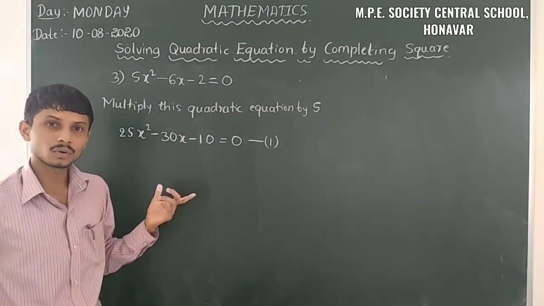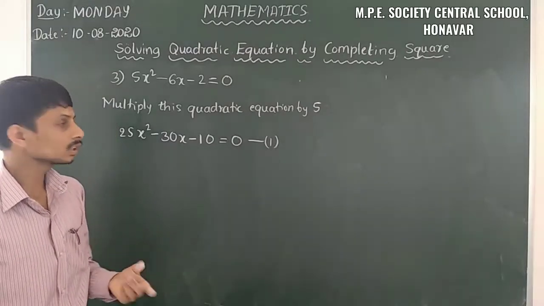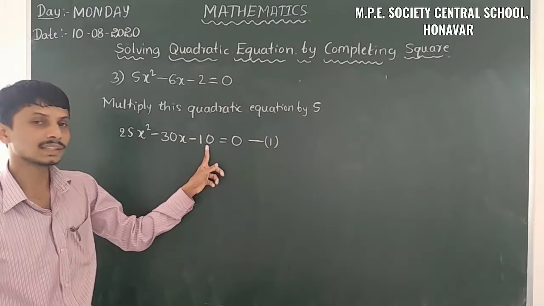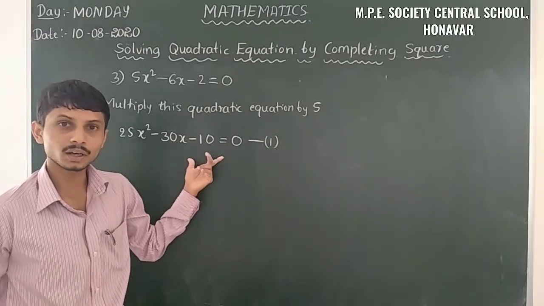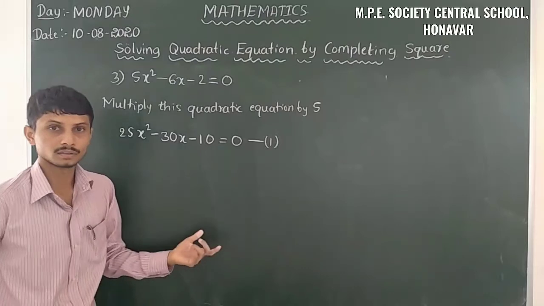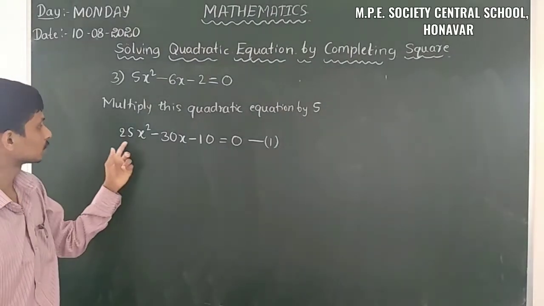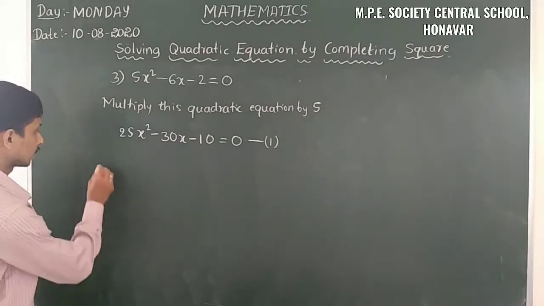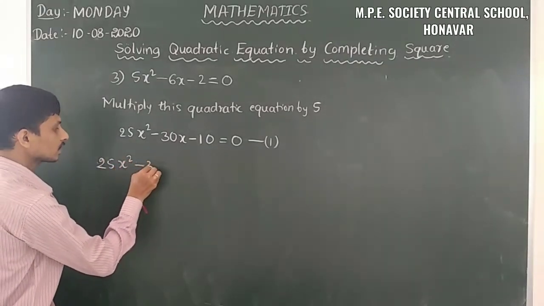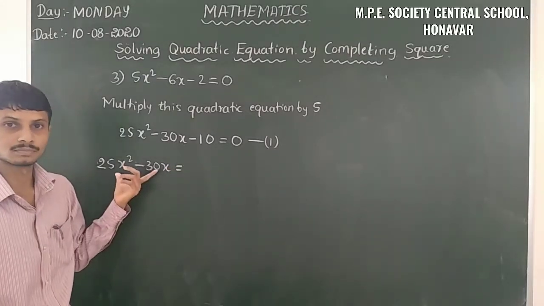So we have to convert that equation into the form of completing the square. Just observe whether it is in the complete square form. No, because here 10 is there, and 10 is not a perfect square. That's why we have to use the method of completing the square. How can we do it? First we take two terms. The first two terms are 25x square minus 30x.